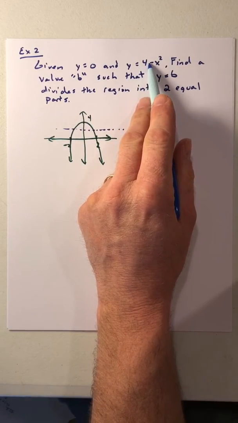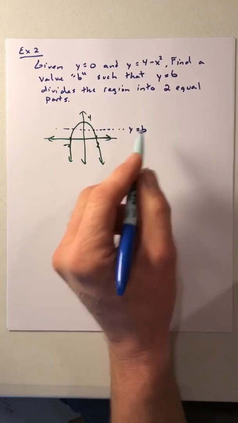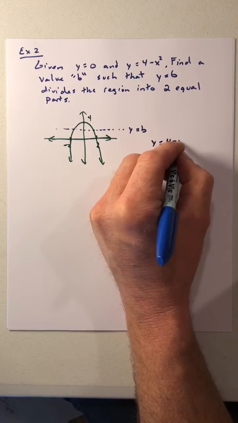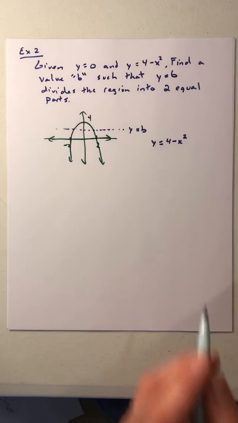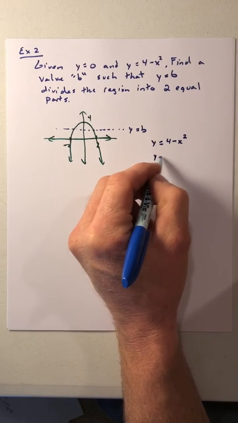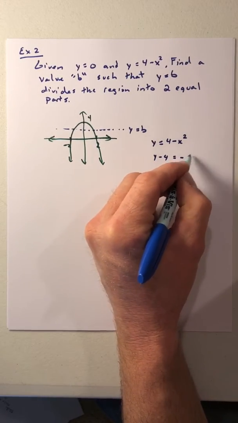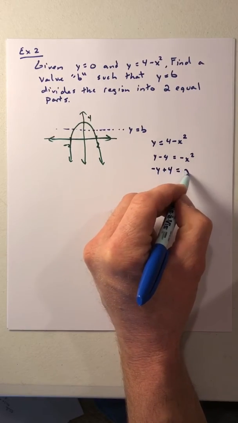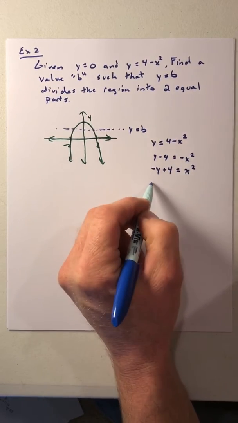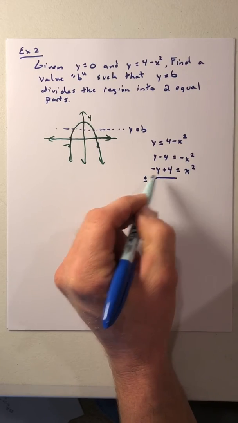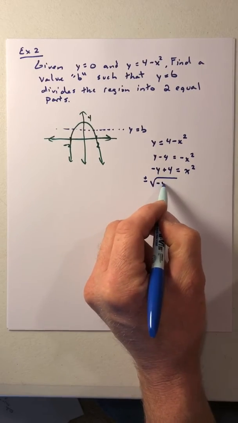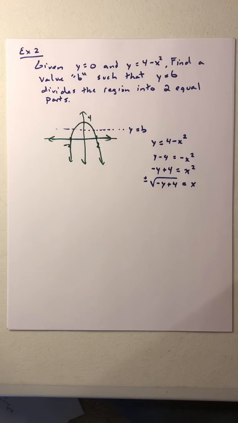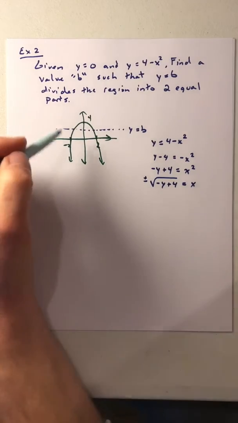I'm going to have to get this equation in x equals form. So I'm going to be looking at y equals 4 minus x squared. Solving for x, I can subtract my 4. Divide by my negative, I get negative y plus 4 equals x squared. And I'm going to take the square root. Remember, when I take the square root, I get a plus or a minus. So I get the square root of negative y plus 4 equals x. So now what are we looking at?